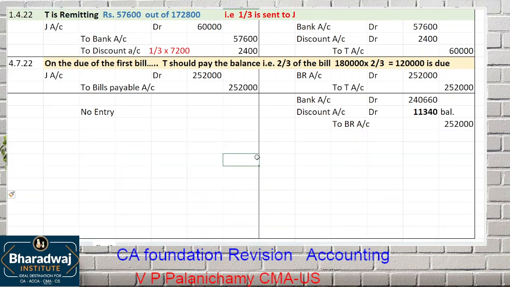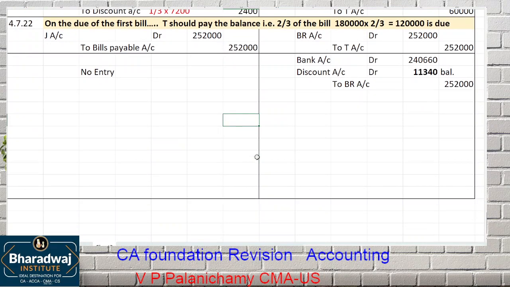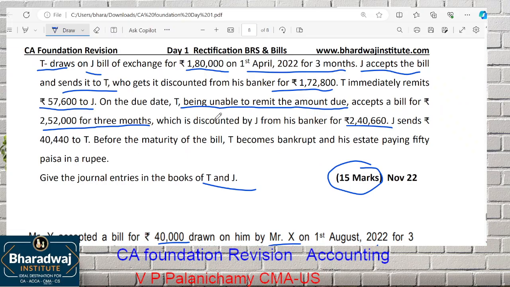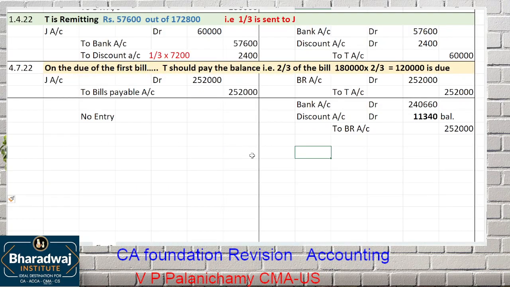Any doubts so far? Who's sending the money now? J sent how much? 40,440. Who's sending the money now? I'm sending the money to you. What is the entry here?